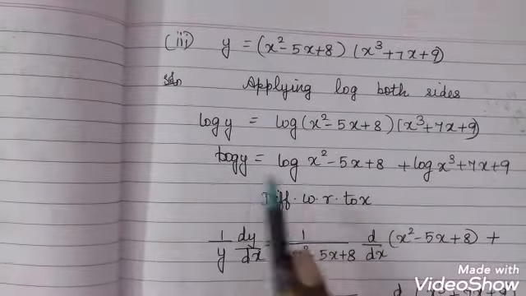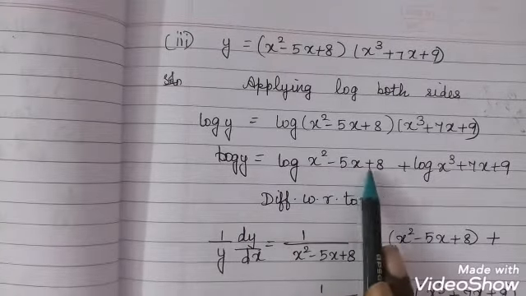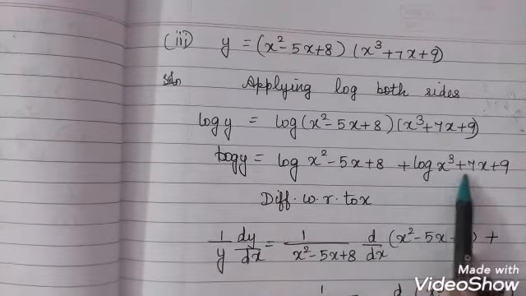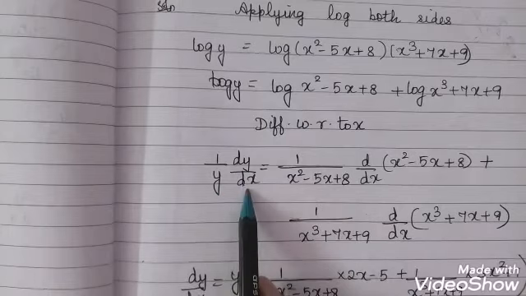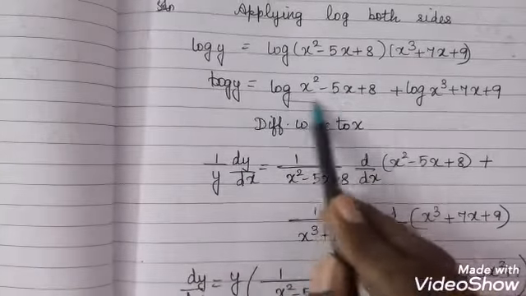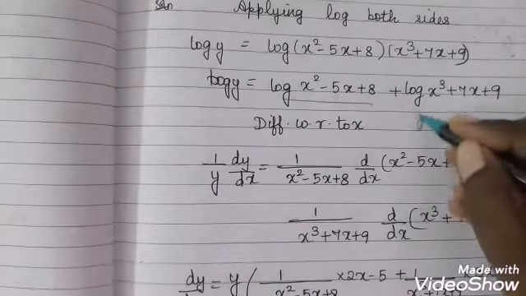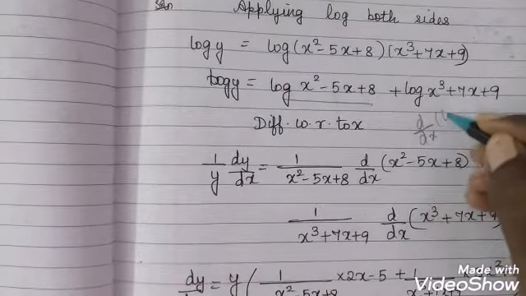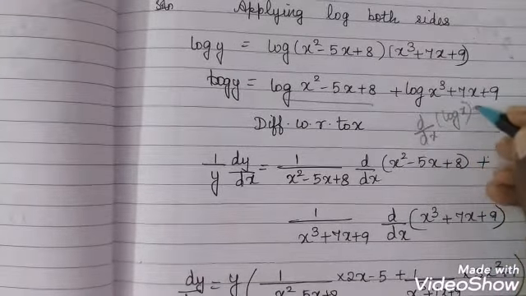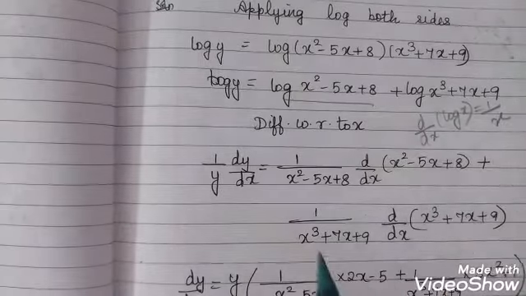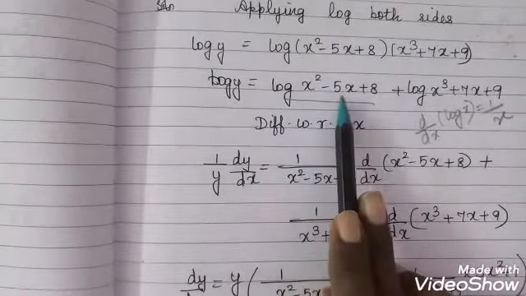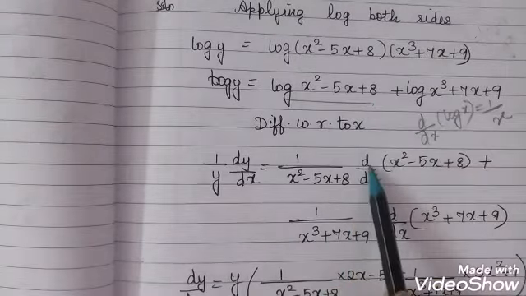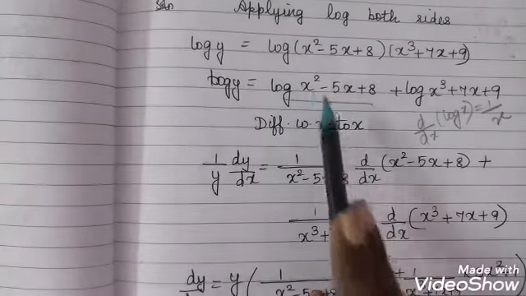I can write it as log y equal to log of x squared minus 5x plus 8 plus log of x cube plus 7x plus 9. So when I differentiate it, you will have 1 by y into dy by dx equal to, again I'll have to apply the chain rule here. You know what is the differentiation of log x. It is equal to 1 by x. So how do I write it here? 1 by x squared minus 5x plus 8 into d by dx of this term.